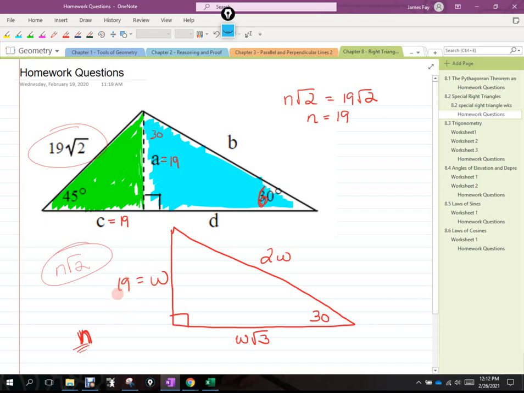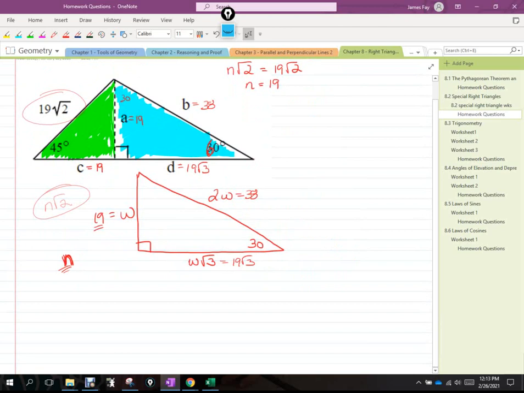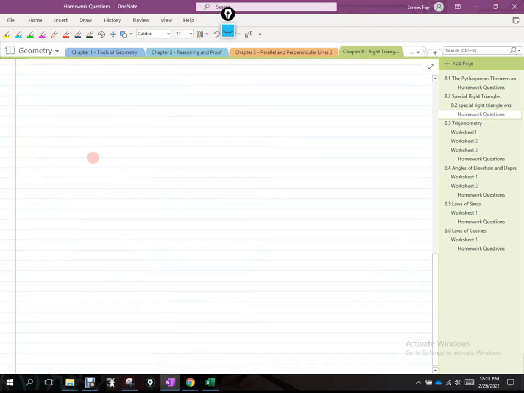So then if I take 19, what does 2W have to be? 38. So that was the B segment, right? And what would this segment down here be if W was 19? 19 radical 3, so that would be D. I want to show one that kind of explains what I meant there by that idea that n could be different.